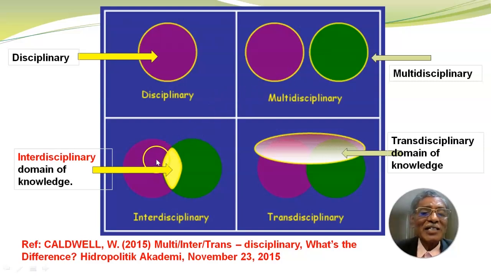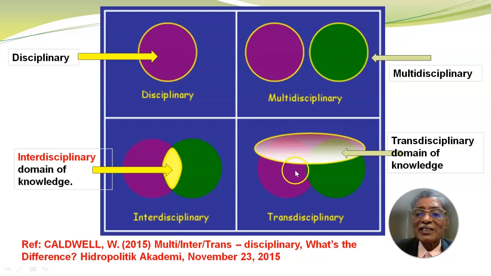Then you look at interdisciplinary domain of knowledge. You look at the interface between purple and green, this yellow region. This yellow region represents the interdisciplinary domain of knowledge. It does neither belong to the purple nor belong to green. However, it will be influenced by the green and also purple, but it has a totally different domain of knowledge, that is interdisciplinary domain of knowledge.